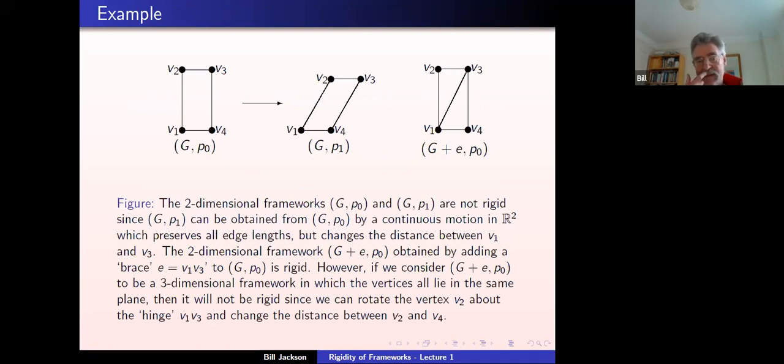Here's an example. The first two frameworks on the left are examples of 2-dimensional frameworks which are not rigid. The rectangle, we can continuously move the vertices into the parallelogram, keeping the lengths of all of the edges. But it's not a rigid motion because it changes the distance between the vertex V2 and V4. The framework on the right is rigid, and in fact it's what we obtain from the framework on the left by adding an extra edge or a brace, which kills the motion into the parallelogram.